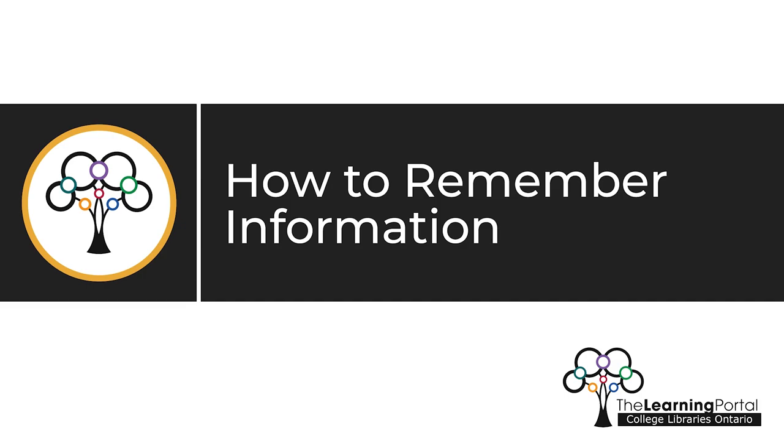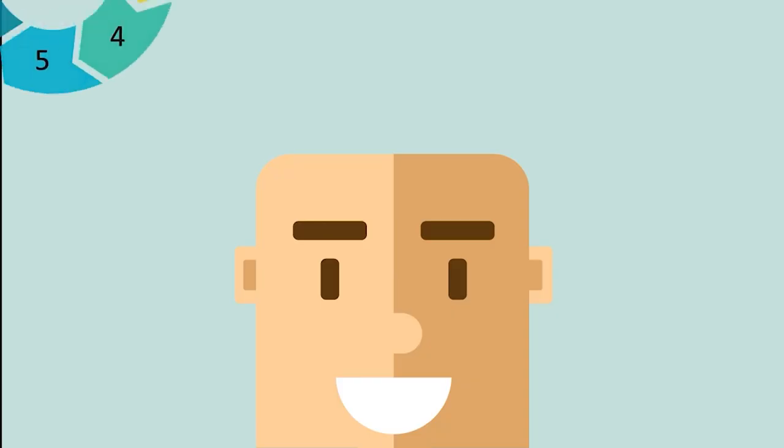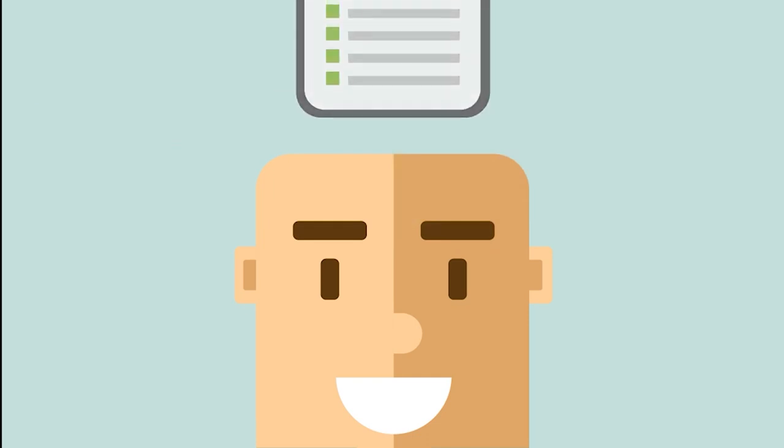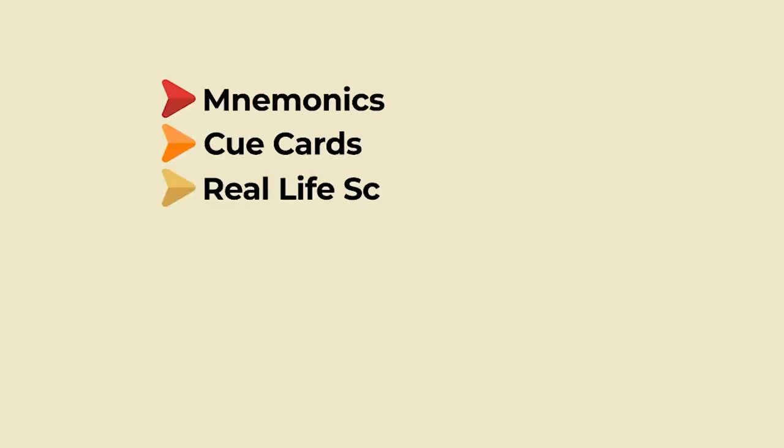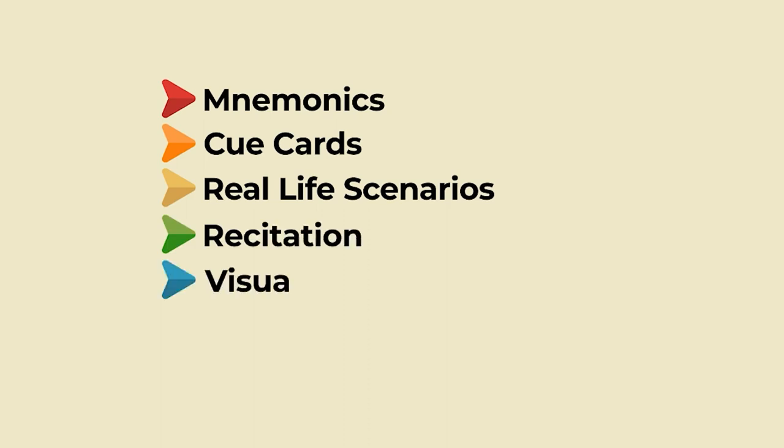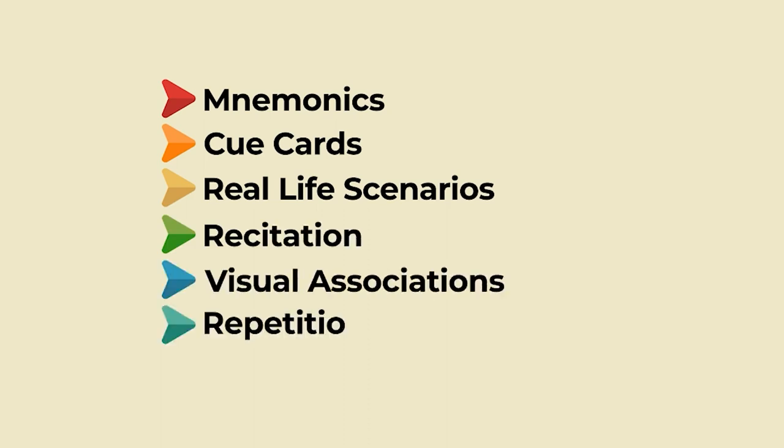How to remember information. There are several ways to help remember key concepts once you understand them. You can use mnemonics, cue cards, real-life scenarios, recitation, visual associations, and repetition.